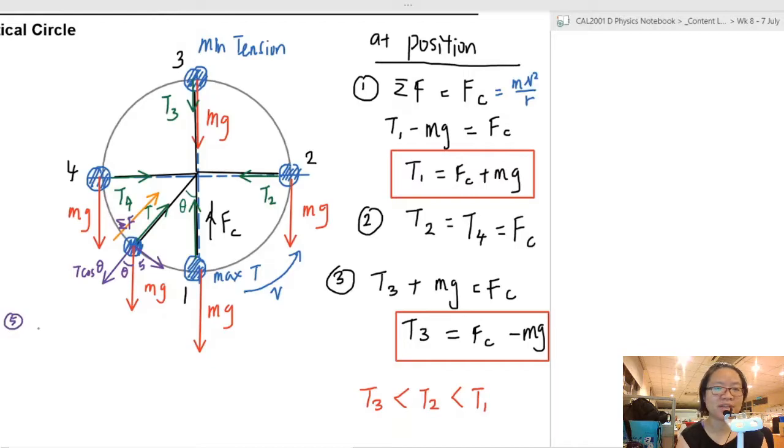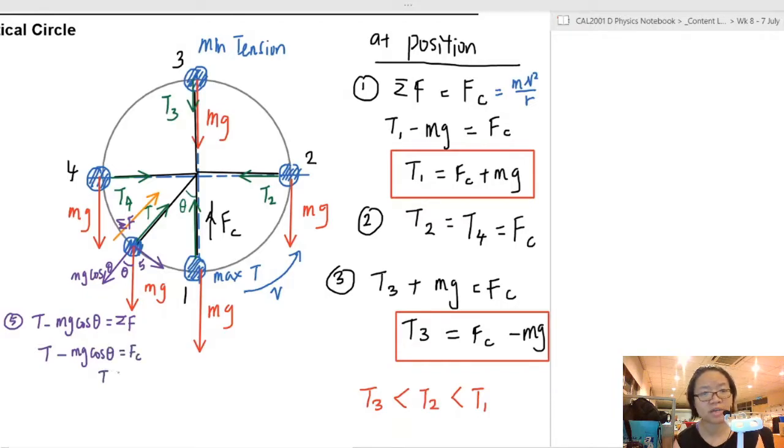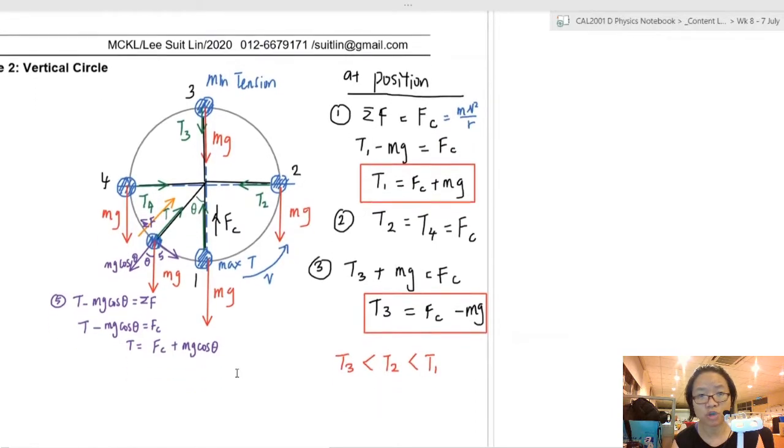Okay, so we can find the net force towards the direction of the circle at position 5. Again, sigma F is ma. By the way, sorry, it's mg cos theta because you're resolving mg, not T. So T minus mg cos theta will be sigma F. That's the net force. Again, T is directed towards the center. That's why T is positive. So net force will be equal to centripetal force, and your tension will be Fc plus mg cos theta.